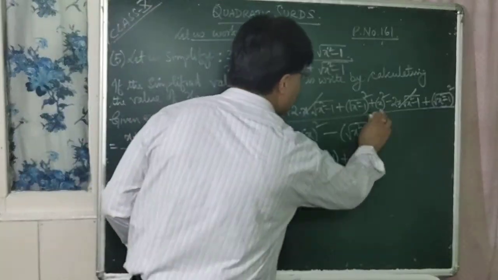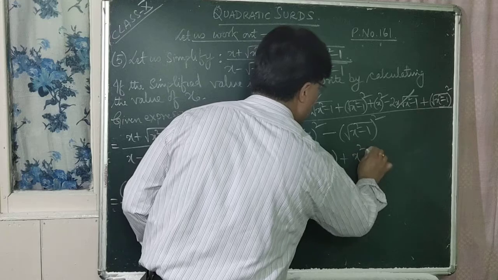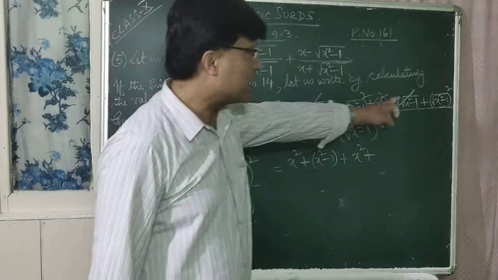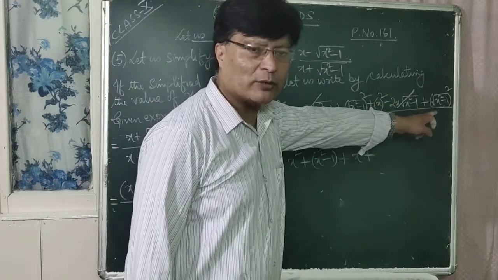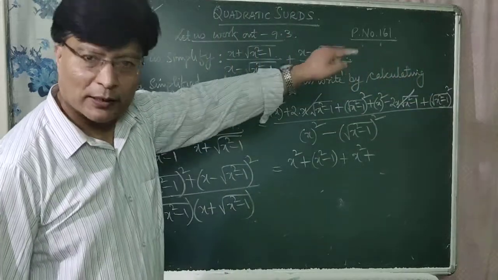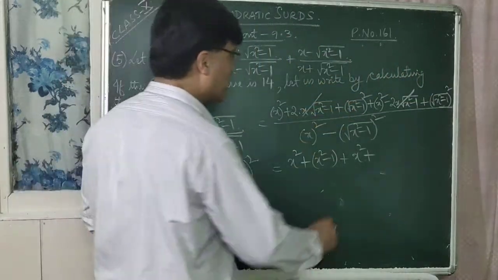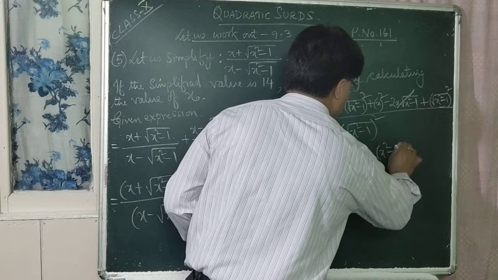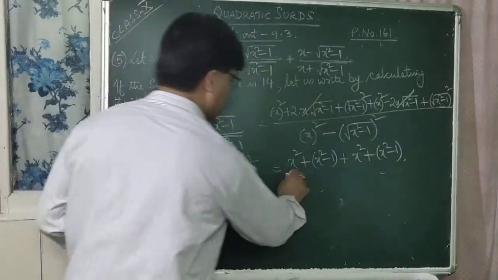Plus, similarly, what is x whole square? x square plus, what is that last one again? What is within square root x square minus 1 whole square? The square root will be removed. And what do we write? This is x square minus 1.